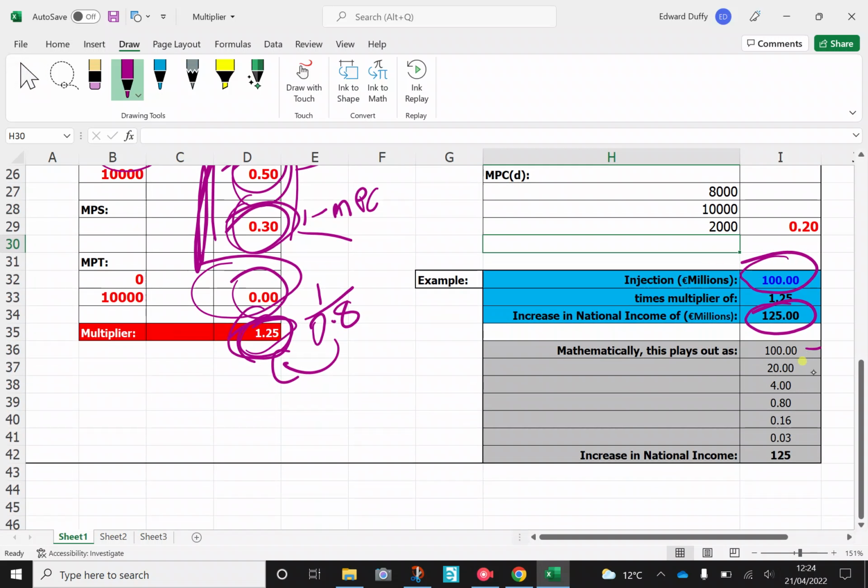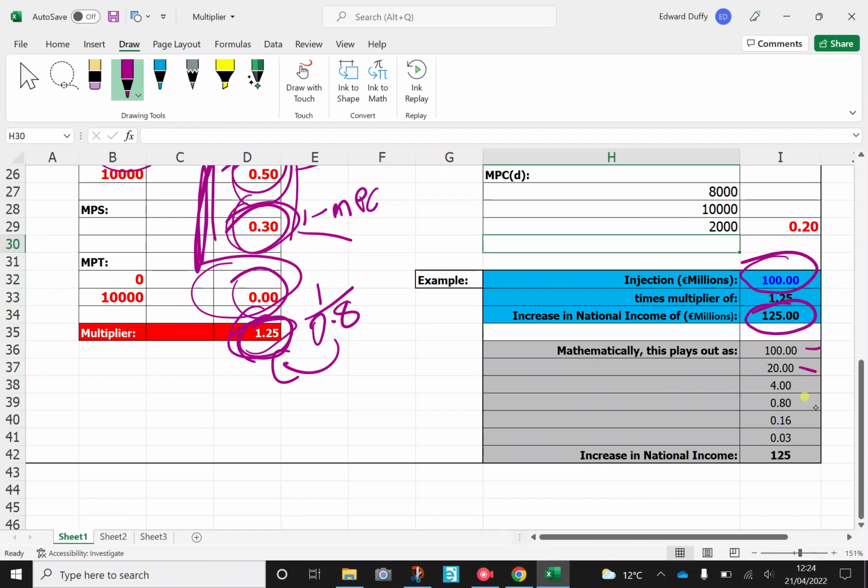So in other words, 100 million euros goes into the economy. Okay, how much of that is actually spent? Of that 100 million, how much of it is spent? Well, we know that half of it goes on imports. That doesn't help. And another third of it is saved. So only 20 million is spent in the economy.